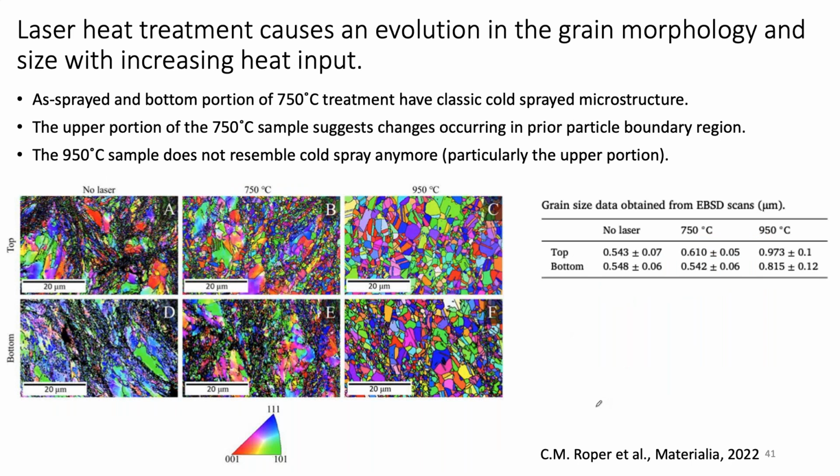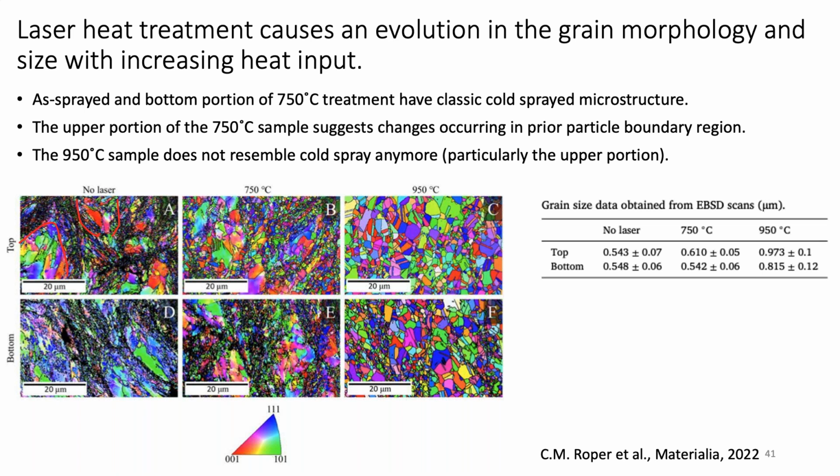Well, EBSD gives us some clues about how things are changing. So these are inverse pole figure maps with Z coming out of the board. The no laser or just cold spray materials have the classic cold spray microstructure. You have prior particle centers like this, and then you have the prior particle boundary regions, and it's hard to reliably index them because they're tiny and highly deformed.